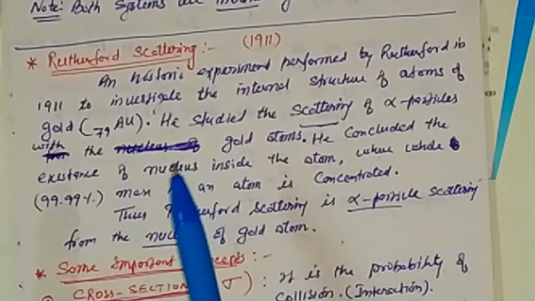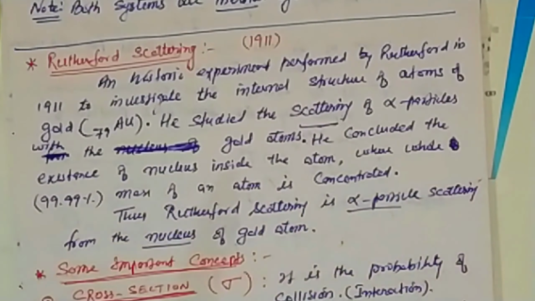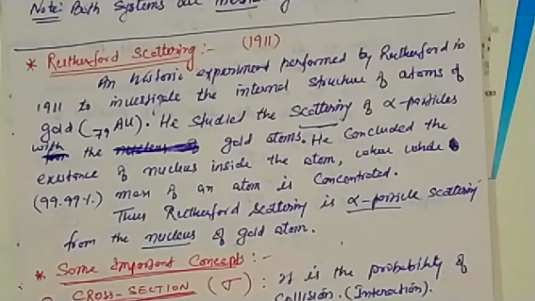Hello students, we are going to discuss the historical experiment of Rutherford, in which he concluded that 99.99% of the mass of an atom is concentrated in its center, which is called the nucleus. This experiment was performed by Rutherford in 1911 with the help of alpha particles.